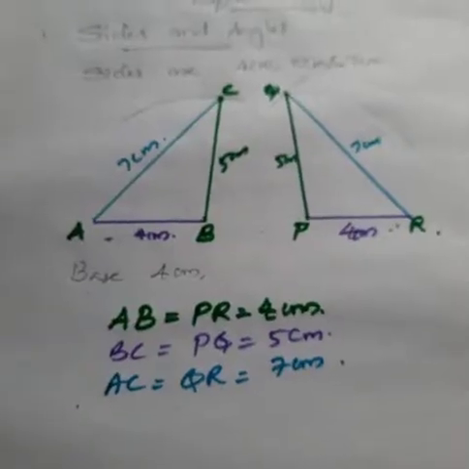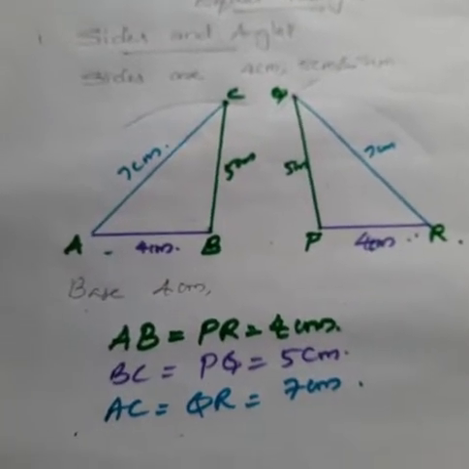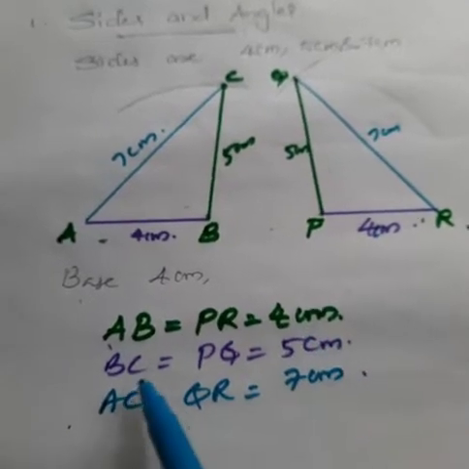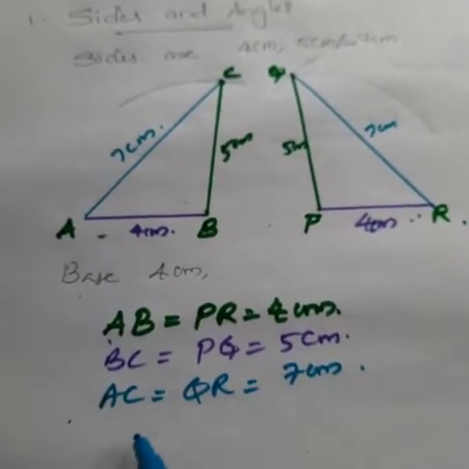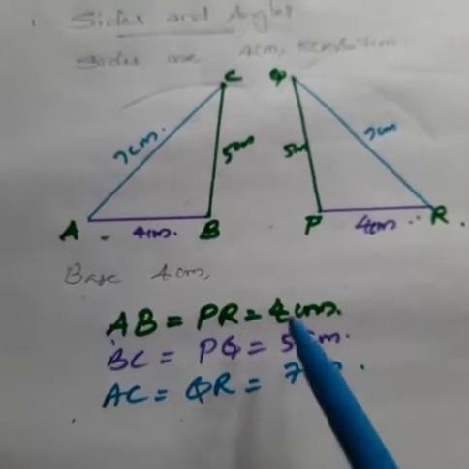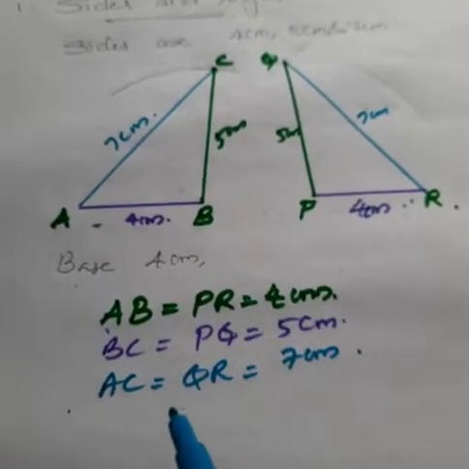Here you can see the sides of the triangles are equal. So you can write the corresponding sides. AB is equal to PR is equal to 4, BC is equal to PQ is equal to 5, AC is equal to QR is equal to 7. So if the sides are equal, the angles of a triangle are also equal.